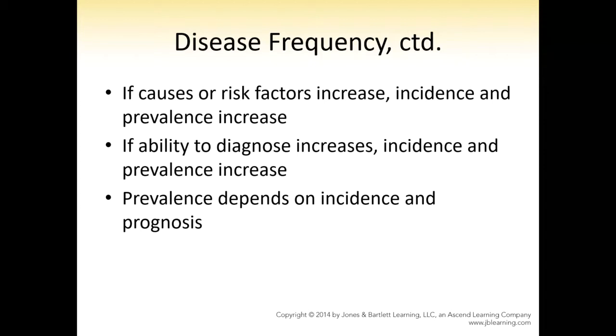But prevalence depends on incidence and prognosis. What I mean by prognosis is, what is the outcome? If the disease just makes you sick but doesn't kill you, then prevalence and incidence are going to be very tightly related. If the disease is highly lethal, meaning once you get it, you die, and it's spreading like wildfire, what you're going to see is a high number of incidents, a high number of new cases, but a low number of prevalence because people are not living with the disease.